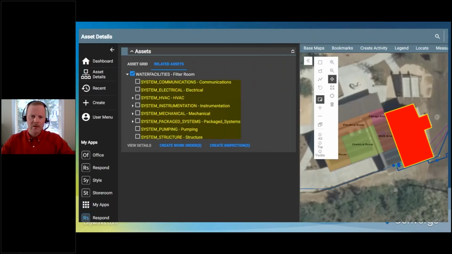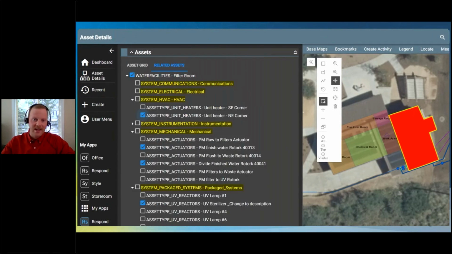Okay, I just want to show everyone really quick how the vertical asset structure looks in Respond. You can see I've selected a polygon in another one of our treatment plants, and below are the system levels, which are related to it, highlighted in yellow, which expand below, and then the assets expand below those. So it's very similar to how it looks in the other format.